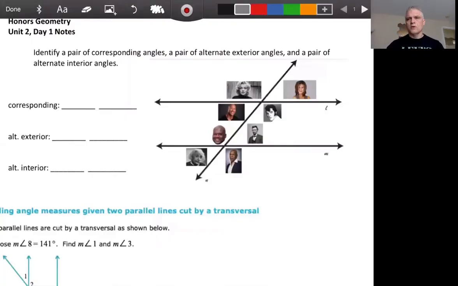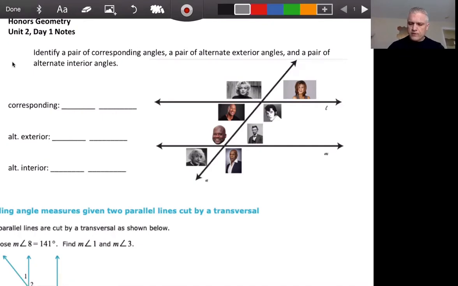Unit 2, Day 1, Honors Geometry Notes. Let's get right after it. All right, this first topic asks us to identify pairs of angles that have certain relationship names.